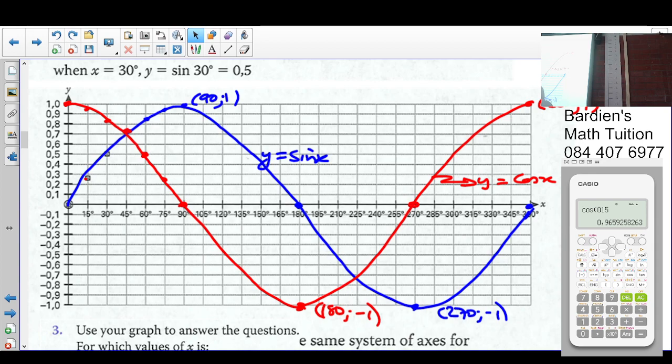For homework, I would like you guys to do number 4 on page 126, number 4 and 5. Enjoy the rest every day.